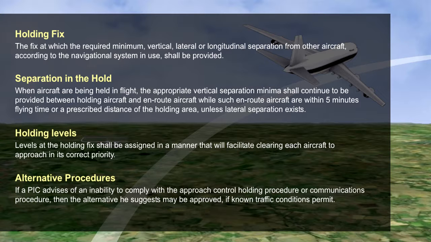Alternate procedures. If a pilot in command advises of an inability to comply with the approach control holding procedure or communications procedure, then the alternative he suggests may be approved if known traffic conditions permit. If the period of holding is expected to be lengthy, jet aircraft may be held at a higher level to conserve fuel and without losing their place in the approach sequence.